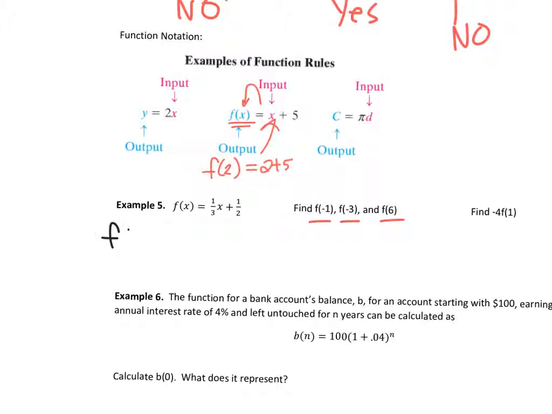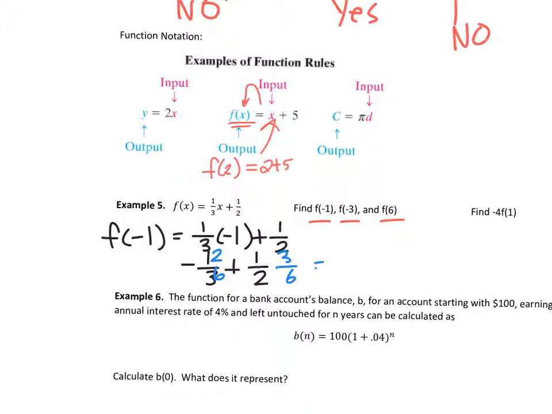So f of -1 is going to be 1/3 times -1 plus a half. So I'm going to do one of these. So I have -1/3 plus a half. Remember, when you're adding fractions, you want to get a common denominator. My common denominator is going to be 6. So it's going to be 3/6 plus 2/6, which is 1/6. So the answer is 1/6. You could do the same thing with -3 and 6, plugging that in for x in both spots, both here and here.